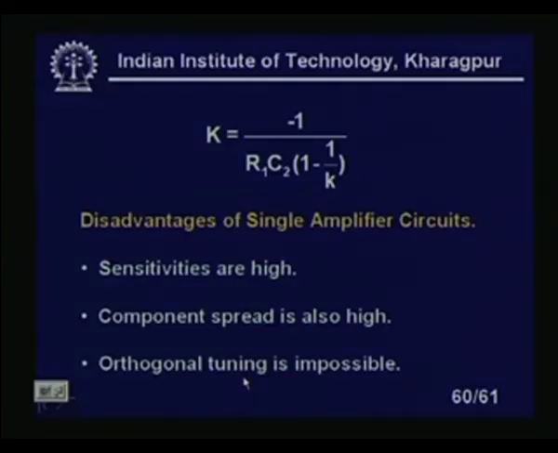That is a problem with the single amplifier structure. And quite obviously, you say that I will make QP less, but QP is not in your hands. Suppose in some signal conditioning circuit, somebody asks for a very large QP. In that case, your component spread will also be very high even if you use a unity gain amplifier structure, right. And orthogonal tuning that I discussed is also not possible. Orthogonal tuning is just impossible in the case of a single amplifier structure.